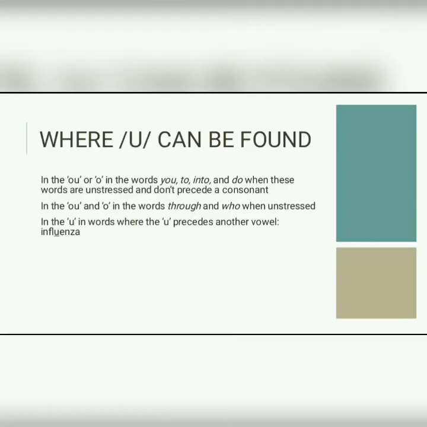Next, where can the vowel U be found? First, in the O or O in the words you, to, into, and do, when these words are unstressed and don't precede a consonant. Second, in the O and O in the words through and who when unstressed. And last, in the U in words where the U precedes another vowel, like in the word influenza. In this word, U comes before another vowel, E.